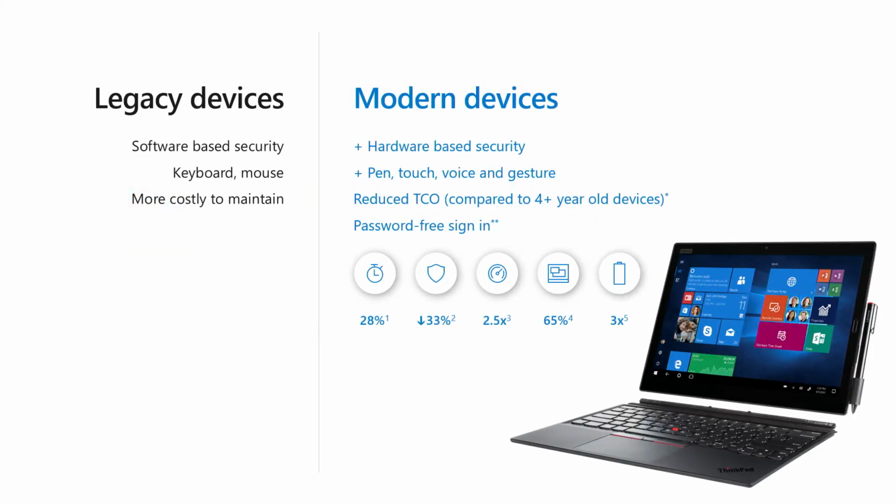Another way you can get to Windows 10 is a new device. And there are tons of amazing devices here. Make sure you go to the Windows device booth, check out the devices from Lenovo, from Dell, from HP, from Surface. I want to give you a couple of stats.